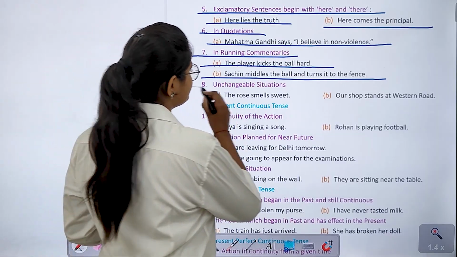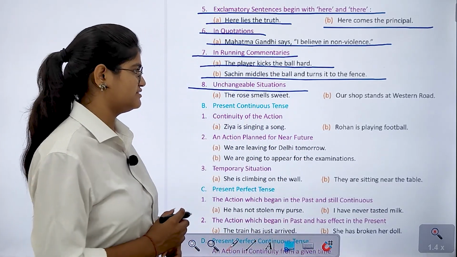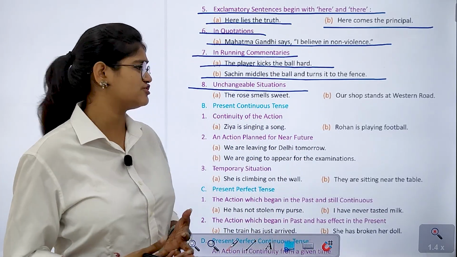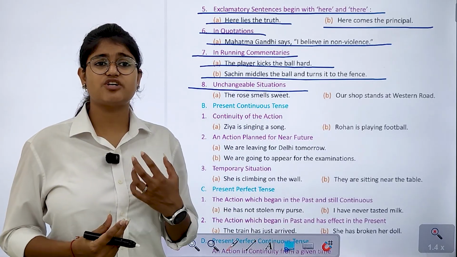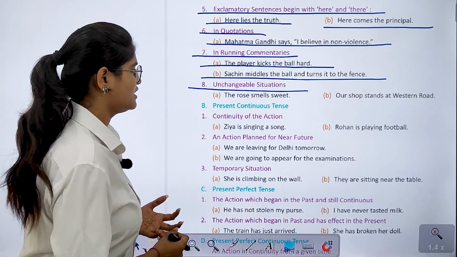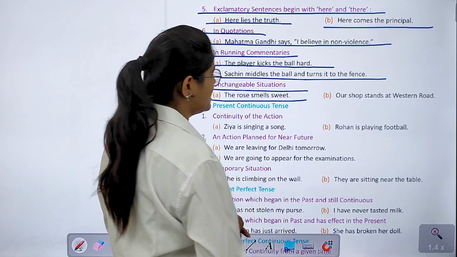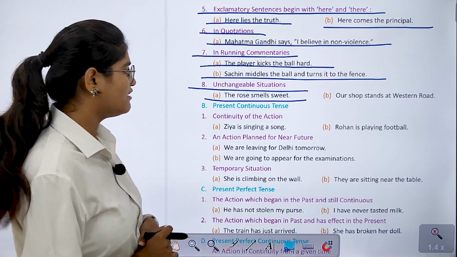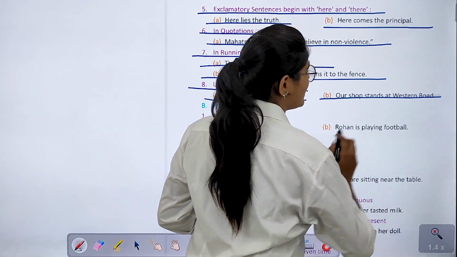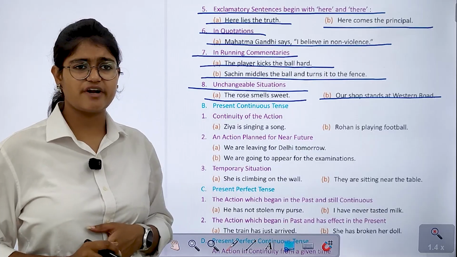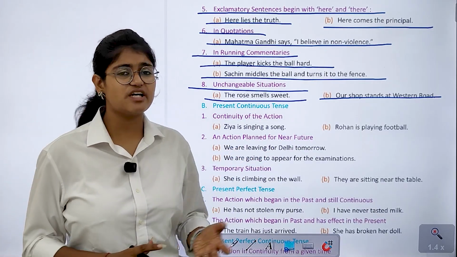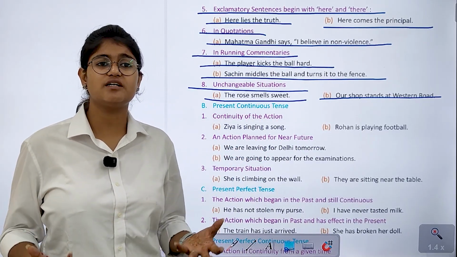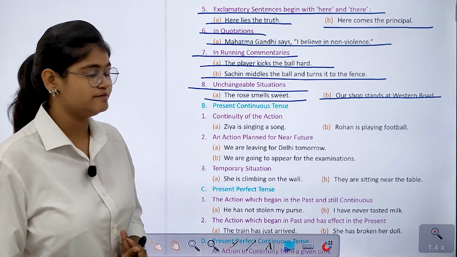After that, the next is unchangeable situations. अब unchangeable situations यानी कि जो चीज़ कभी चेंज हो ही नहीं सकती है, right? जैसे कि the rose smells sweet, right? After that, our shop stands at Western Road, right? So all these are the unchangeable situations कि इन्हें हम चाह कर भी change नहीं कर सकते हैं.